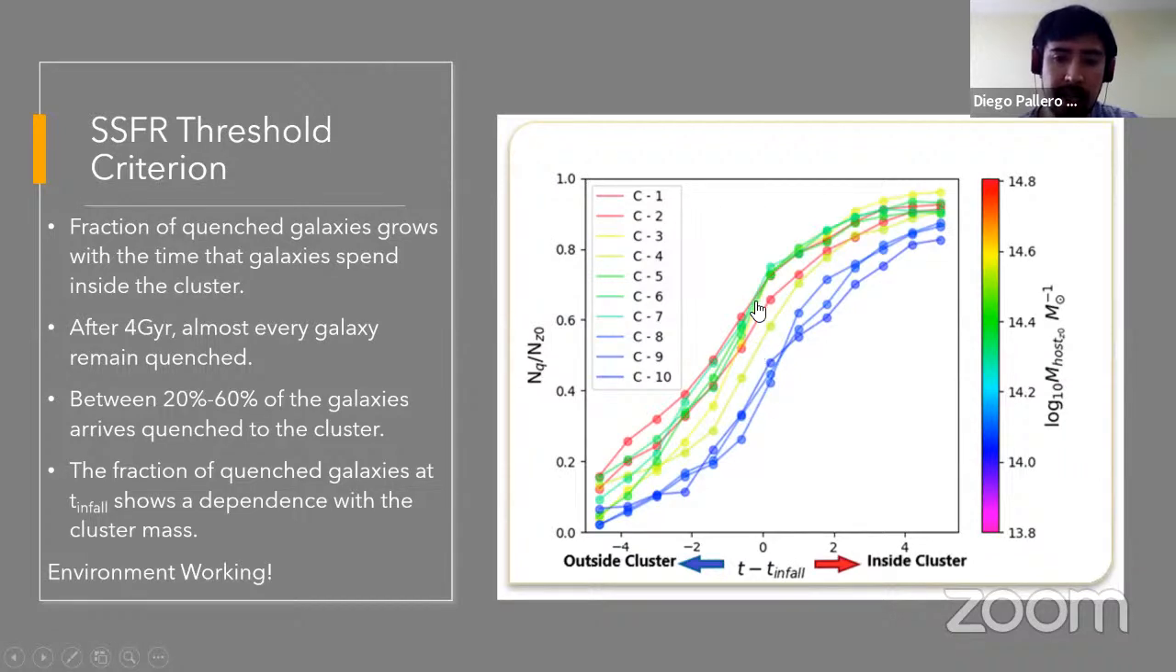There is a relation here between the pre-quench fraction and the cluster mass. Lines are color-coded by the cluster mass at redshift 0. You can see that the most massive clusters tend to have a higher fraction of pre-quenching in contrast to low-mass clusters. Between 20 and 60% of the galaxies in our sample arrive quenched into the cluster. So the question is why this large fraction of galaxies arrives as quenched galaxies to massive clusters.